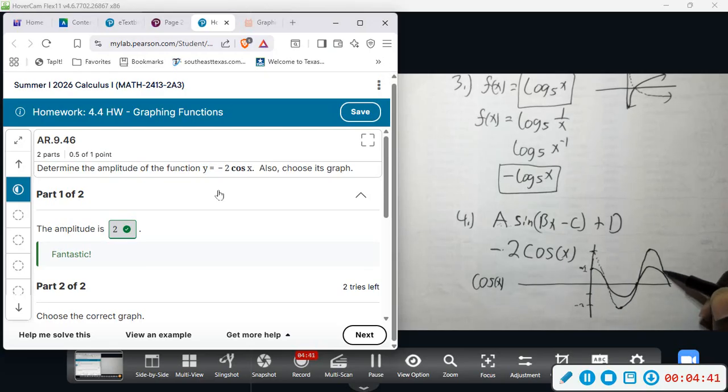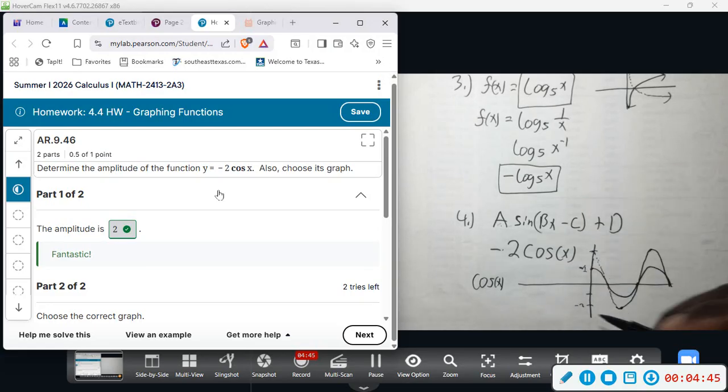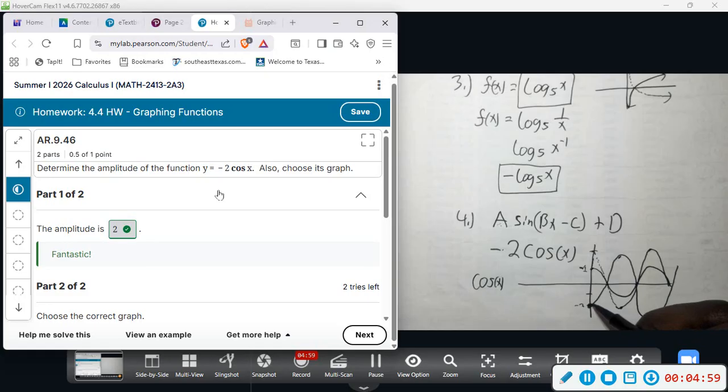See how it's going higher and lower. If it was positive 2, because it's negative 2, this is going to get flipped. So you would start down here and then start curving up. And so this is actually what we would get for negative 2. This graph will get flipped, and it will start from the bottom and go up first and come down and go up.